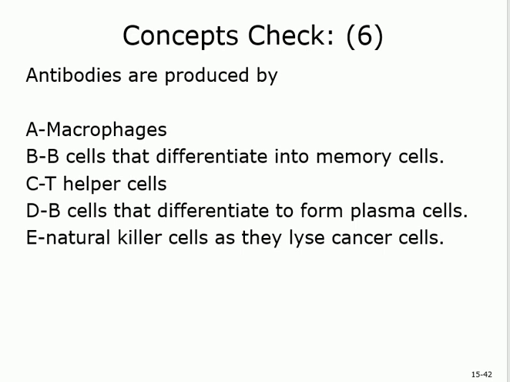Okay, can you answer this concept question for me? Which is answer D. Do you agree? Yes. Antibodies are produced by B cells after they differentiate to become plasma cells.